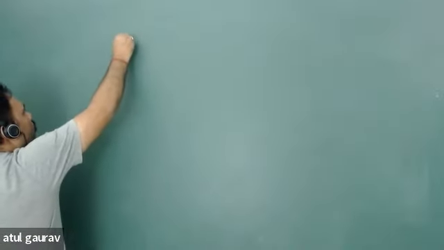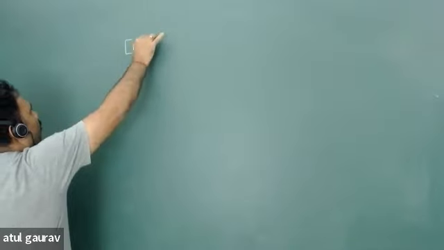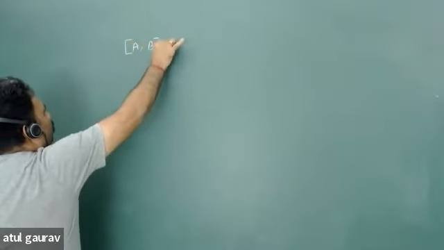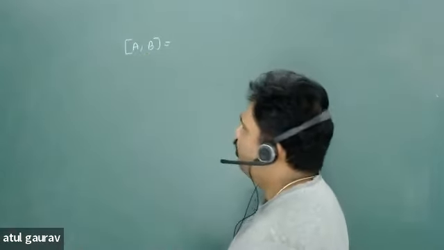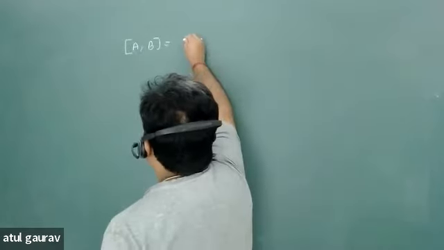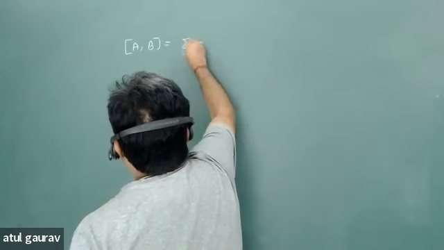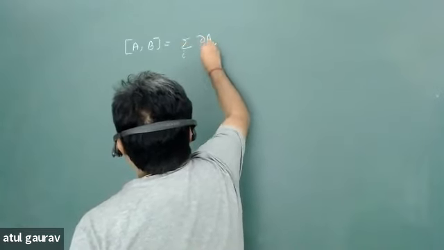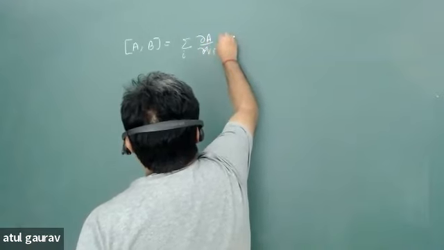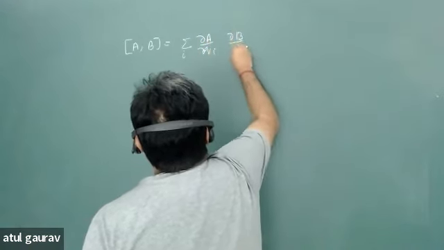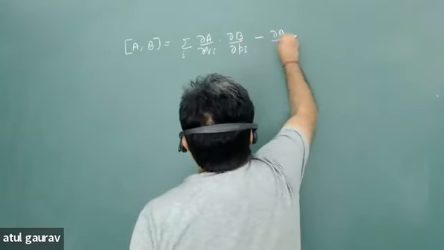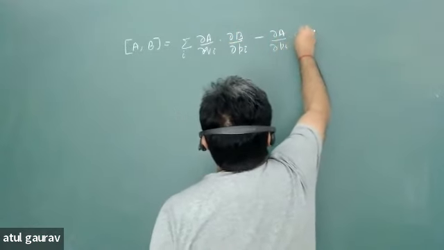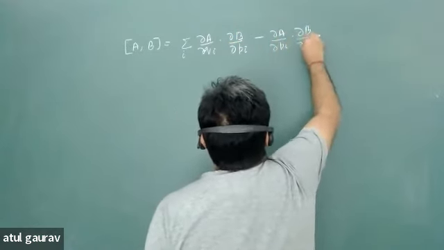Okay. So let's go for our first property. If I am writing the Poisson bracket of A and B, and A and B both can be written as functions of generalized coordinate and generalized momentum, then this is nothing but the summation over i of del A upon del Qi, del B upon del Pi, minus del A upon del Pi, del B upon del Qi.